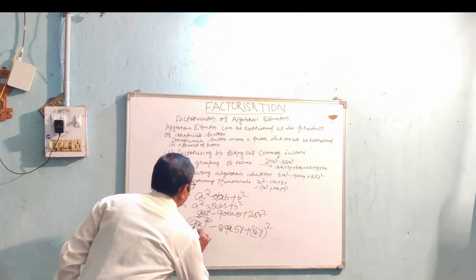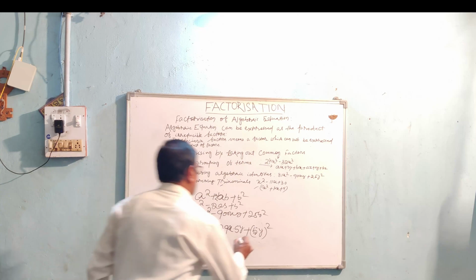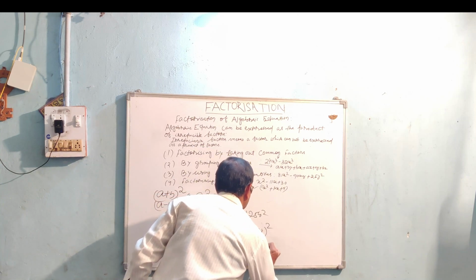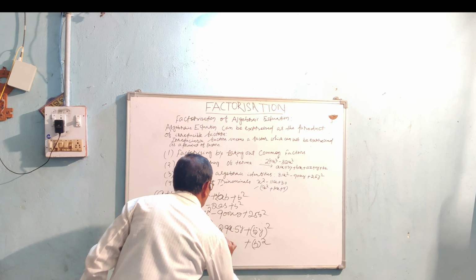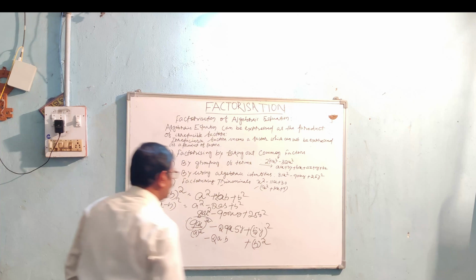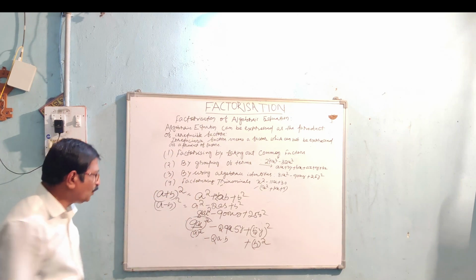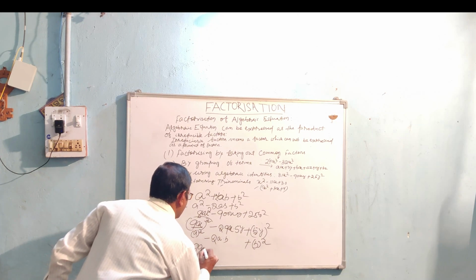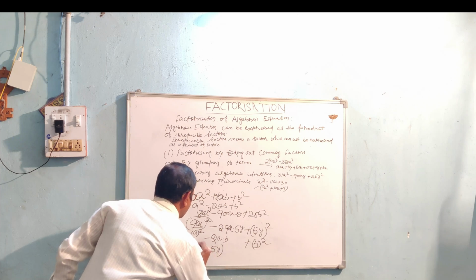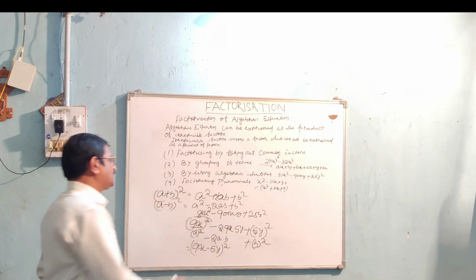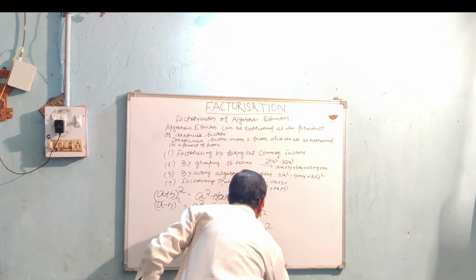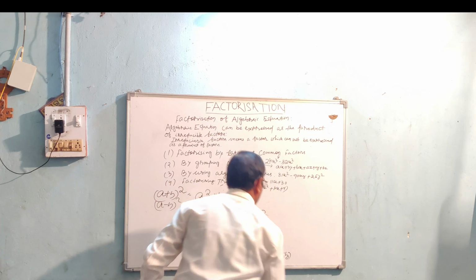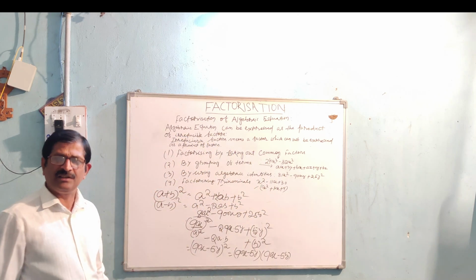So if we take 9x as a, I can write a square, plus 5y as b, I can write b square. So minus, instead of 9x I can write a, and instead of 5y I can write b, so 2ab. Now it has come in this (a minus b) whole square formula. So we can write it (9x minus 5y) whole square, which can also be written (9x minus 5y) into (9x minus 5y). By putting algebraical identities, it is easy.